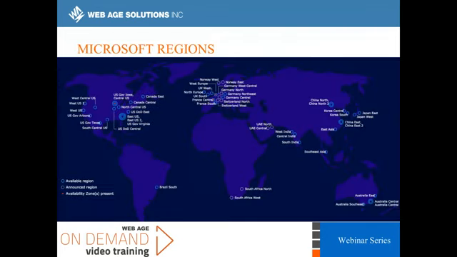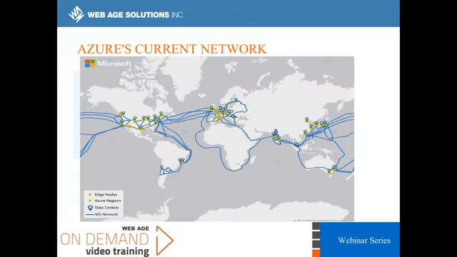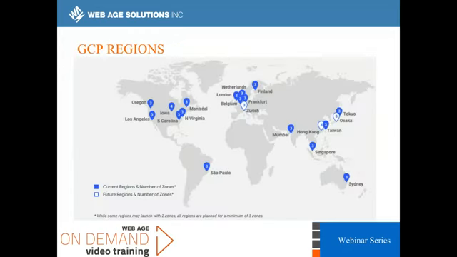Now, Microsoft has a different approach to things. If we go back, let's say, to the GCP, and this was the case with AWS as well, note that there's a number inside of each one of those markers. That number designates the number of zones within that particular region. So you can think of a zone as an independent data center, and the region is a collection of independent data centers. So the minimum size within any of these regions is 3.